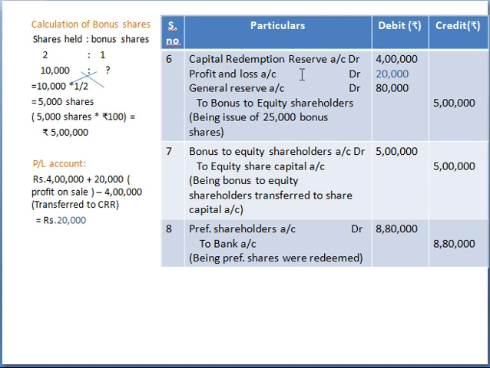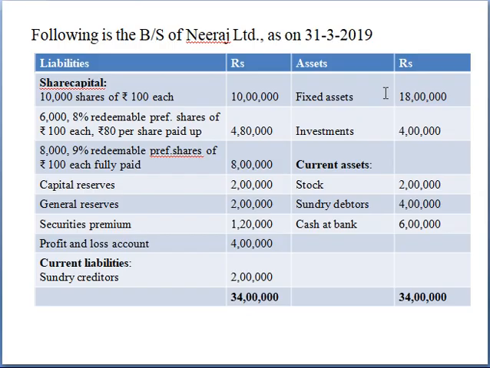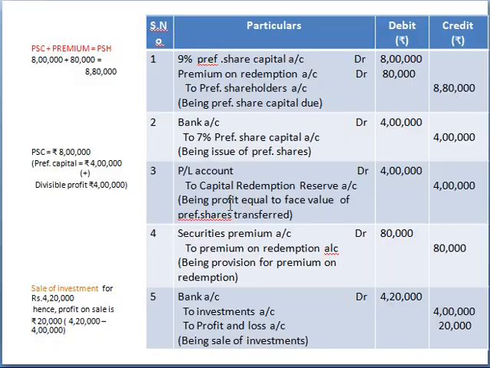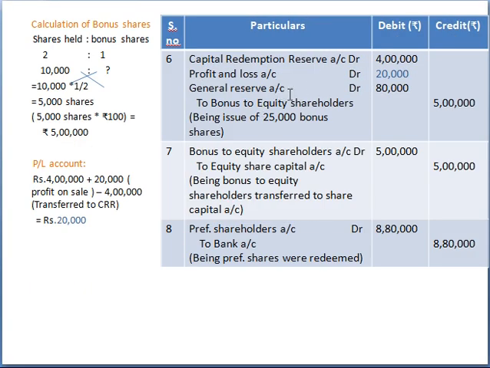So profit and loss account debit 20,000. Still, how much is needed? 80,000 is needed. The 80,000 is taken from the other divisible profit. The other divisible profit given in the problem is the general reserve. Here we have 2 lakhs in general reserve. Now how much we need is 80,000, so we'll transfer 80,000 to the bonus shares. So general reserve account debit 80,000.